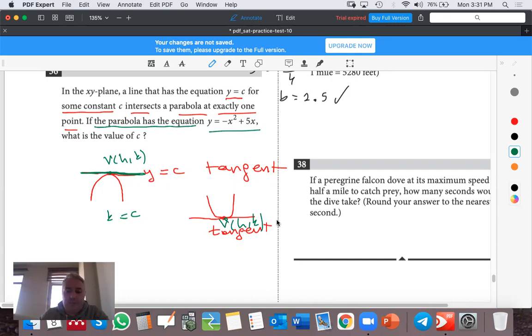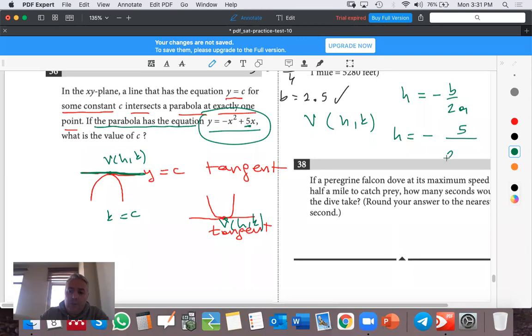It's finished. Why is it finished, do you know? Can I find the vertex of this? Vertex is h comma k. H is negative b over 2a. What is b? B is 5. What is a? Negative 1. So h is negative 5 over negative 2, which is 5 over 2.